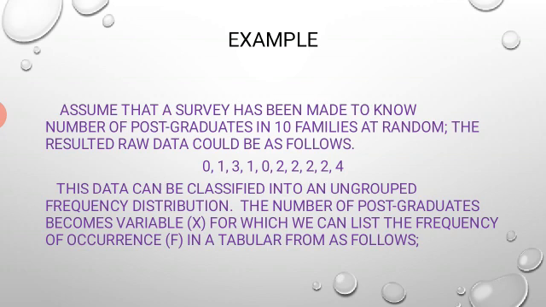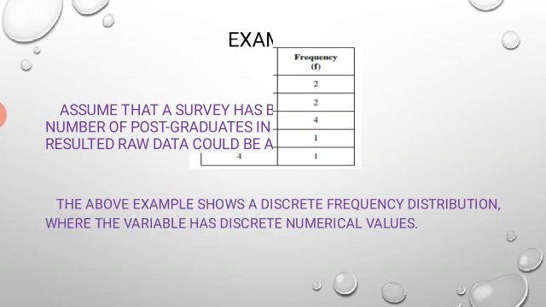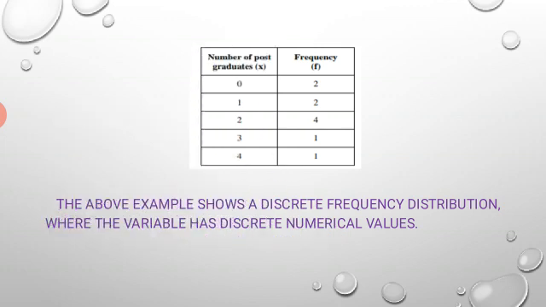Example: assume that a survey has been made to know the number of postgraduates in 10 families at random. The resulting raw data could be as follows: 0, 1, 3, 1, 0, 2, 2, 2, 2, 4. This data can be classified into an ungrouped frequency distribution. The number of postgraduates becomes variable x, for which we can list the frequency of occurrence f in a tabular column as follows. The above example shows a discrete frequency distribution where the variable has discrete numerical values. The number of postgraduates as x, frequency as f.